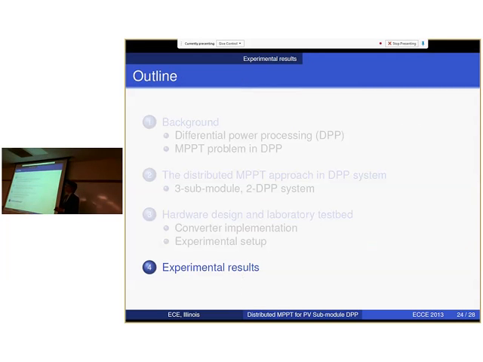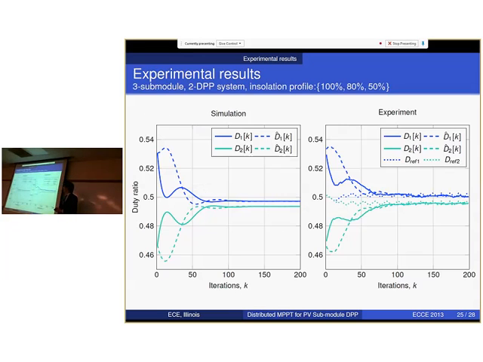So next, I'm going to show you some experimental results. Let's start with a system of 3 submodules and 2 DPP converters. Shown on the left is the simulation result of this system. We show all the state variables D1, D1 hat, D2, and D2 hat. And here on the right, we show the corresponding experimental result.